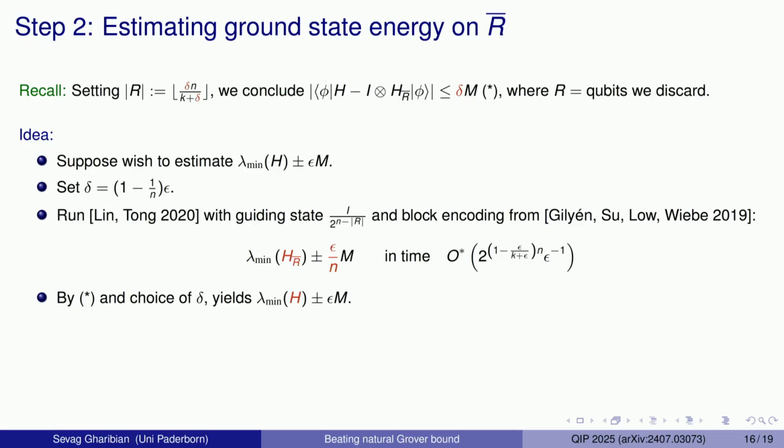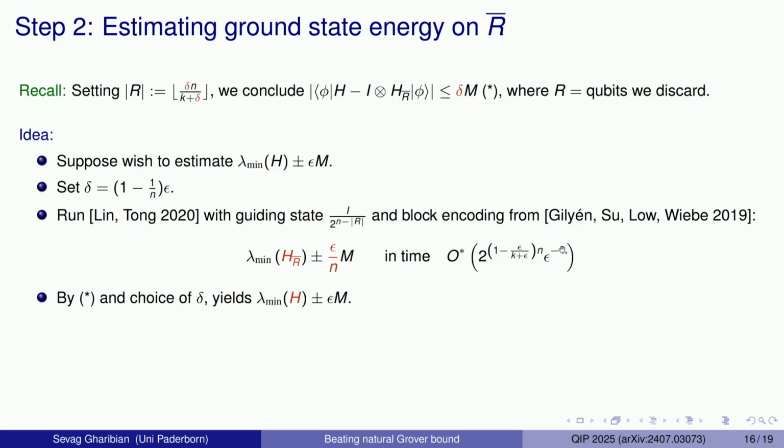And then what I'll do is I'll run an off-the-shelf algorithm, say Lin and Tong. This is an algorithm based on the QSVT that takes a guiding state as input. And so in our case, we're working on a smaller subsystem, so we'll just give you the maximally mixed state. It's trivial. And we'll ask this algorithm to compute an estimate for the ground state energy of the baby Hamiltonian to within some higher precision than epsilon. And the runtime now matches what we get.